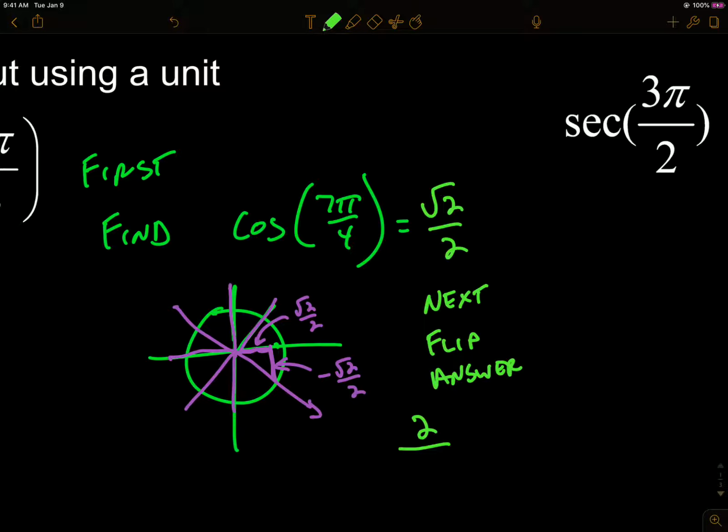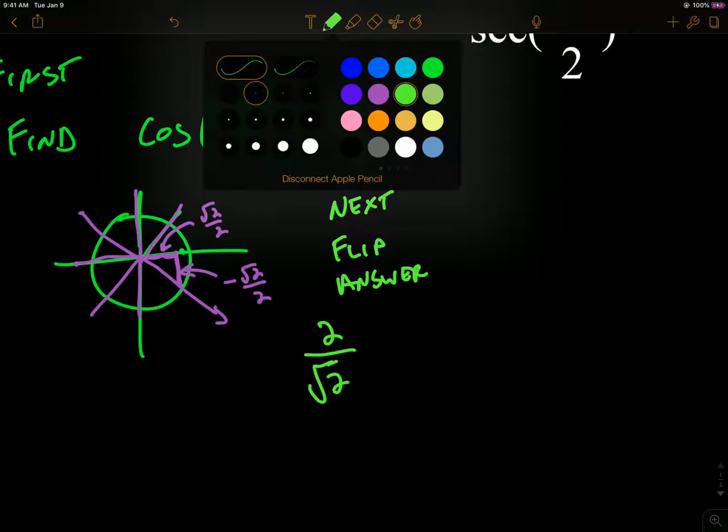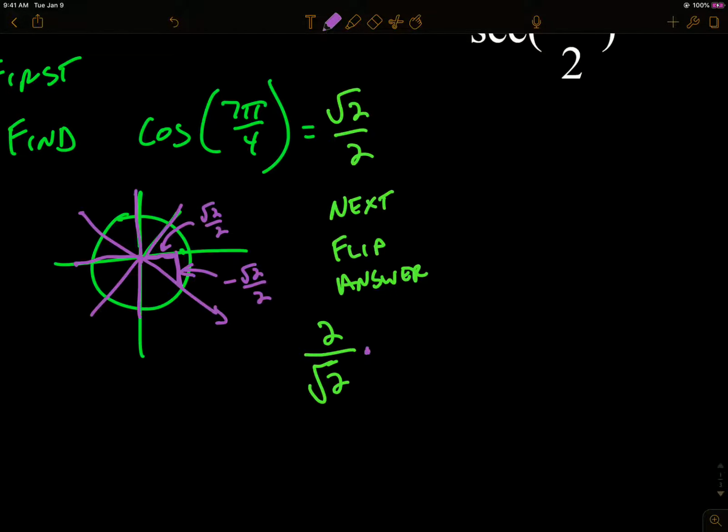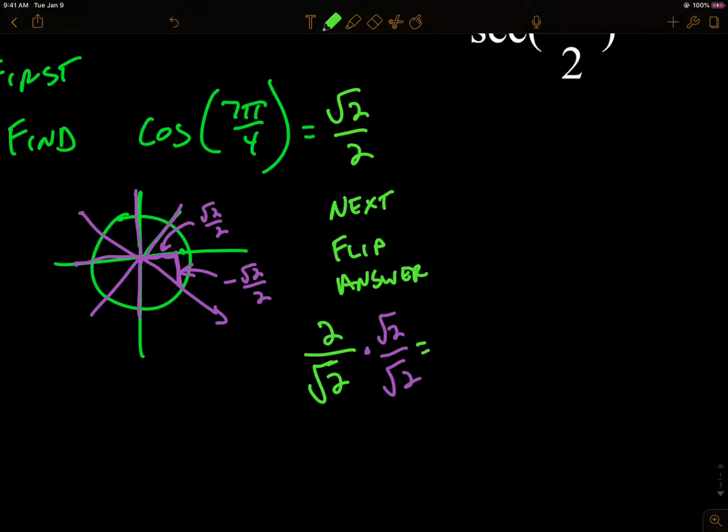So this now becomes 2 over root 2. And now I don't want the square root of 2 in the denominator, so I have to rationalize. Oops. So I get 2 root 2 over 2. Those 2's cancel, so are reduced to be 1, so then I just get root 2.